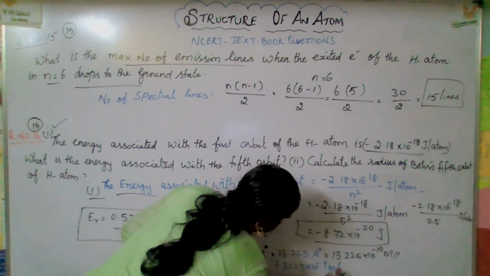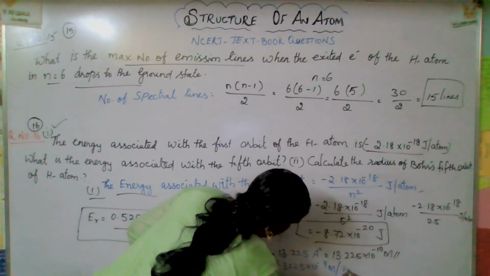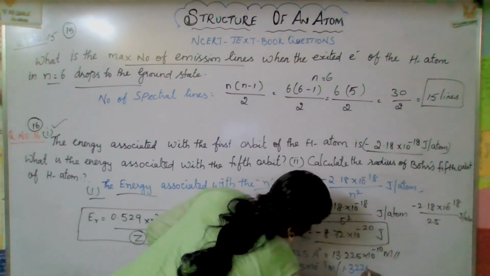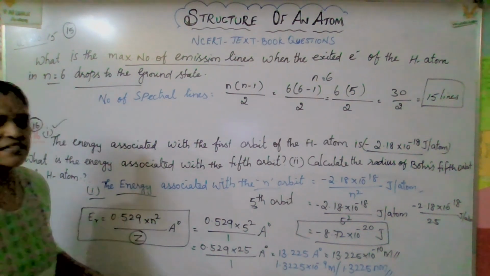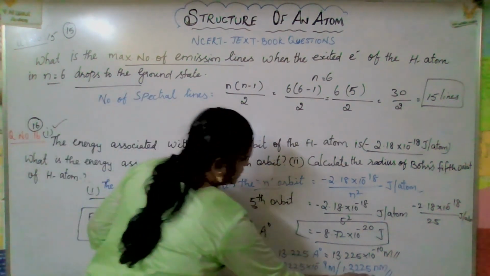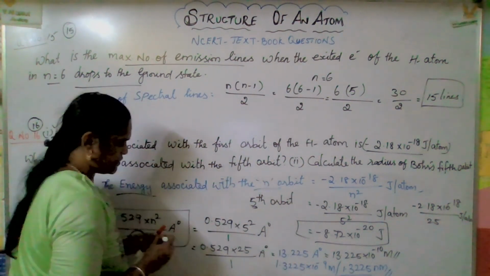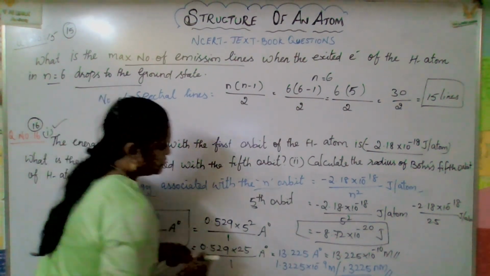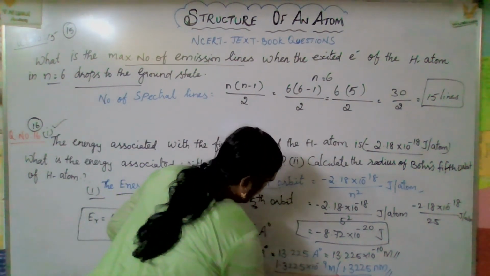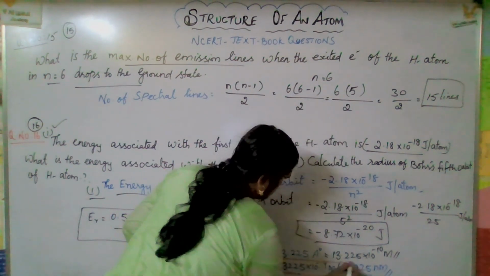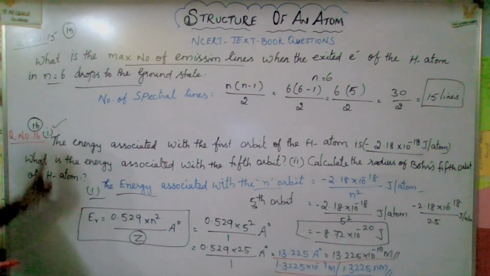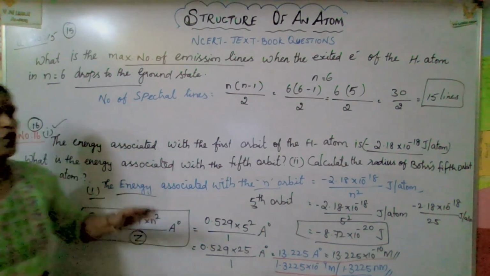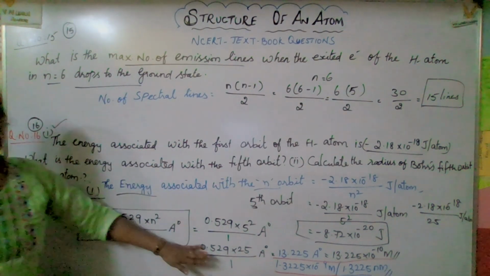or 1.3225 nanometer. See, you please check the answer. Is it visible? This point I just mentioned, is it visible? Nanometer and Armstrong. I hope you're clear with that 15th question and 16th question. Let us go and identify the next question.